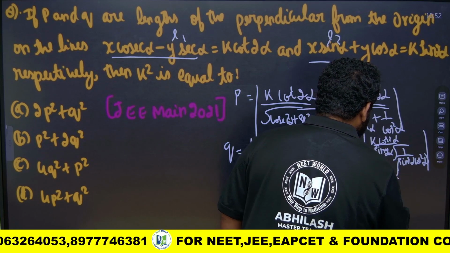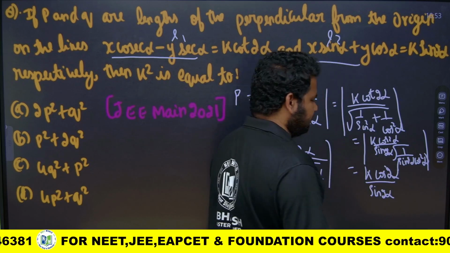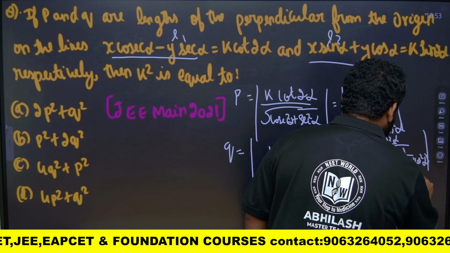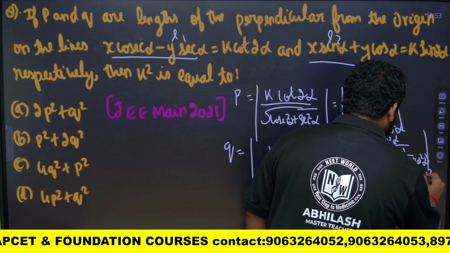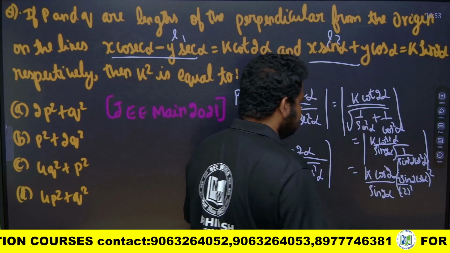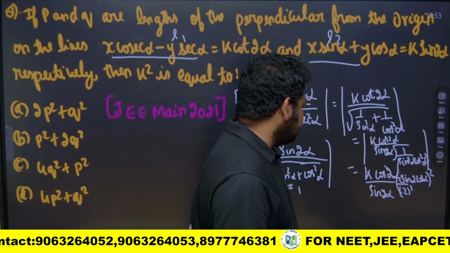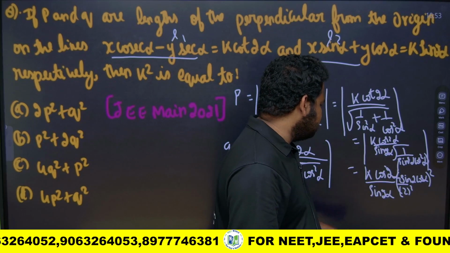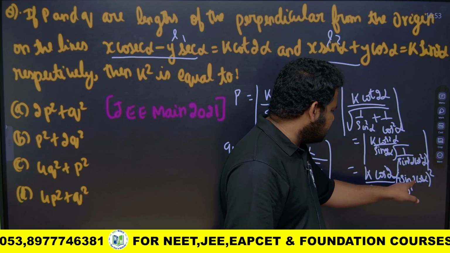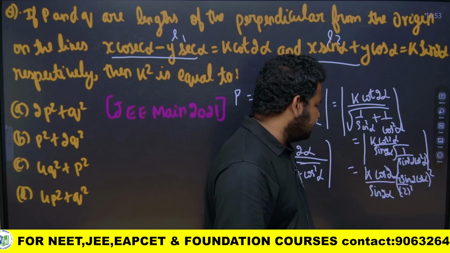If I send this up, this will become equal to k cos 2 alpha divided by sin 2 alpha, and it will become sin square alpha cos square alpha, that is sin alpha cos alpha whole square. I will write 2 here and divide by 2 square. So I got k cos 2 alpha by sin 2 alpha, and here I will get 2 sin alpha cos alpha. I divided and multiplied by 2 because I have a square there.